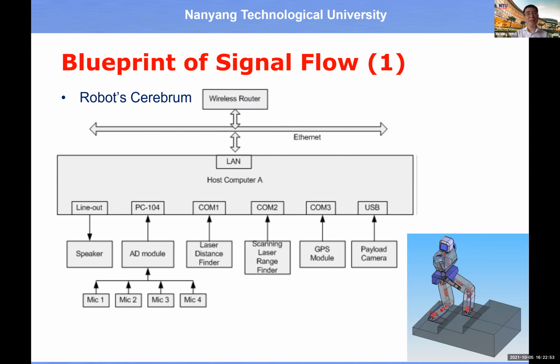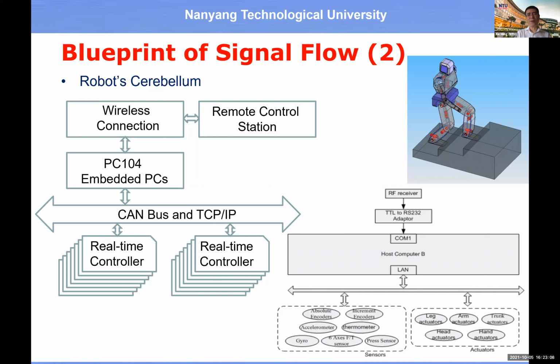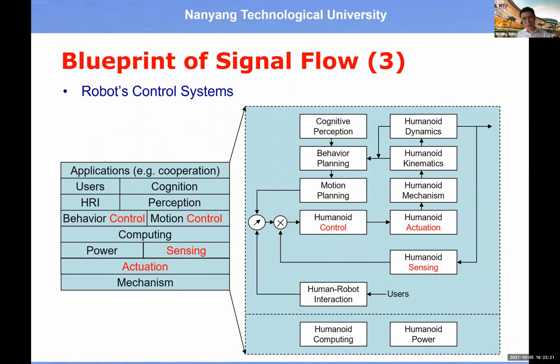This slide shows this strategy, which is inspired by the human way of coordinating the relationship among the signals. For the cerebellum, we can have a dedicated host computer to take care of the low-level planning and control of motion-related signals. Once we link these two together, we come out with this complex control system inside the humanoid robot.